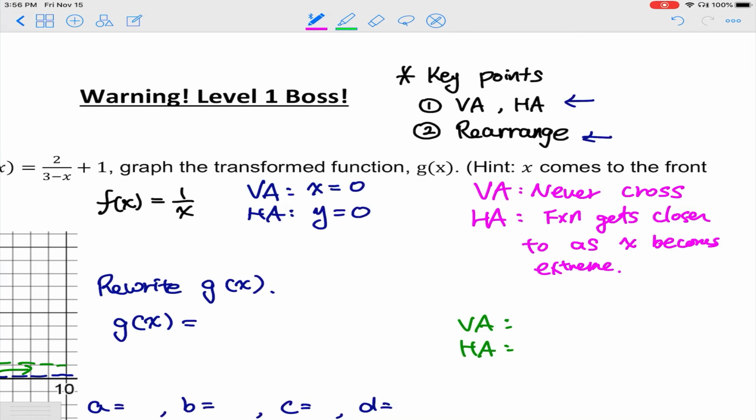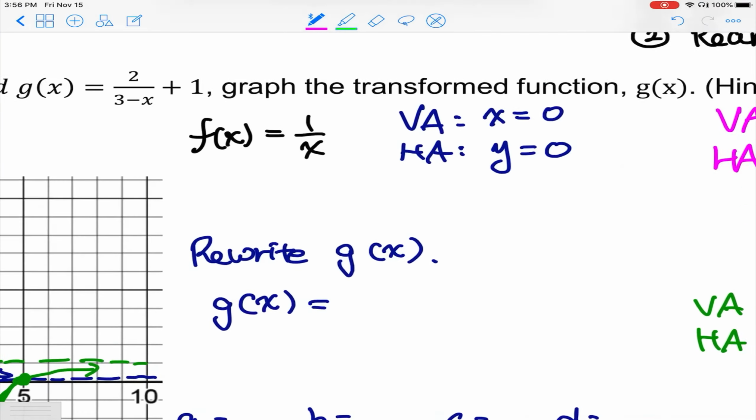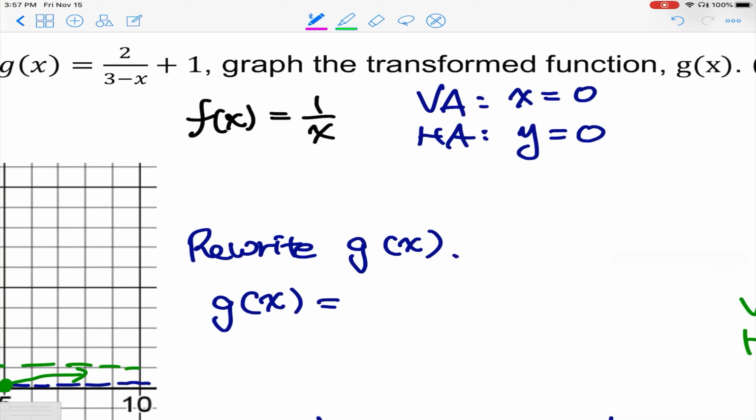Now then, when you figure out the vertical asymptote and the horizontal asymptote of the original, let's get to the real question here. So we have g at x equals 2 over 3 minus x, plus 1. We need to rearrange this so that it looks like our regular generic function notation. Let's get rid of the plus 1 and the 3 minus part, and just assume that we have 2 over x.